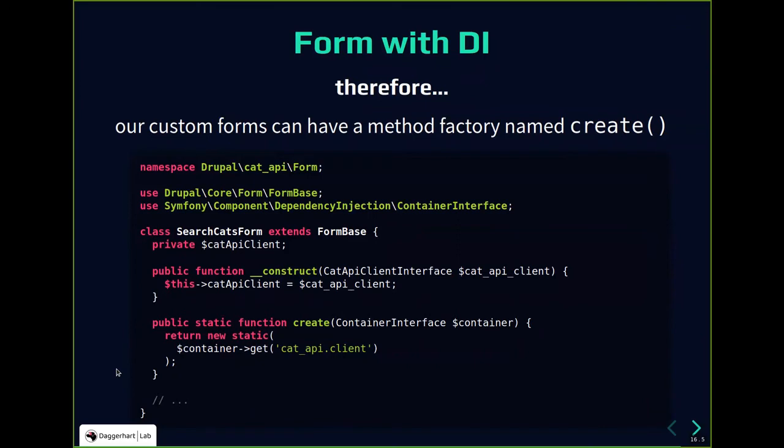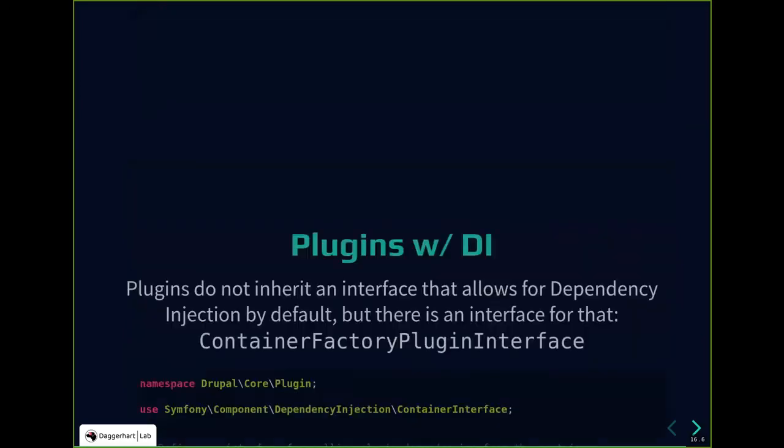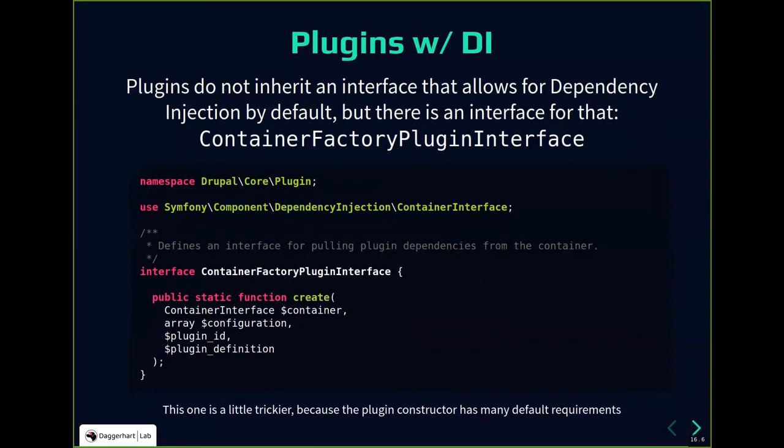All right, and a slightly more complicated but very similar version of this is with plugins. In the case of plugins, they already have a constructor that requires a certain number of parameters, 3 parameters in a specific order. And so when we want to do dependency injection inside of plugins, and just for reference, an example of a plugin is a custom block type or a custom field formatter, something like that.